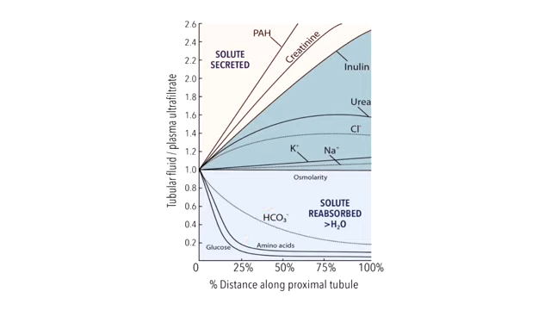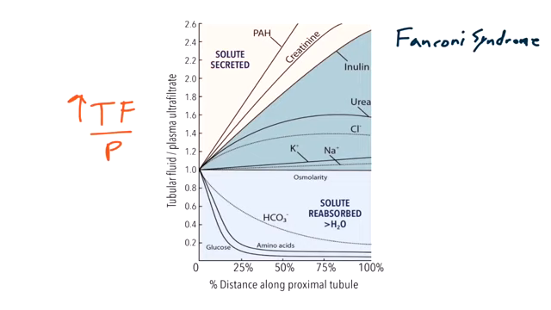So let's do another question. Let's say that a patient has Fanconi syndrome. Just to review, Fanconi syndrome is a general defect in the reabsorptive ability of the proximal tubule. So nearly every solute will be less reabsorbed in the proximal tubule. If this is the case, which way will every line on this graph shift? Well, if everything was being reabsorbed less, that is to say, excreted more, then the tubular filtrate concentration would increase. Therefore, the tubular filtrate to plasma concentration ratio would increase, and that would shift every line up on this graph.